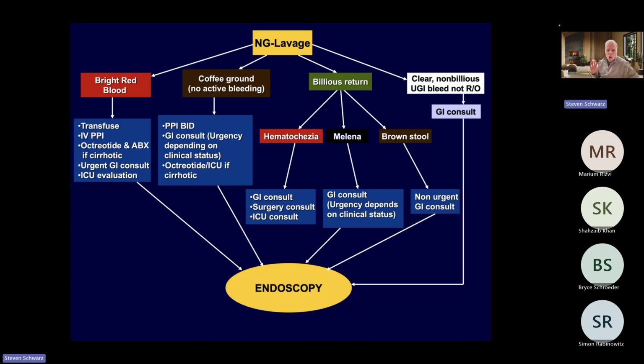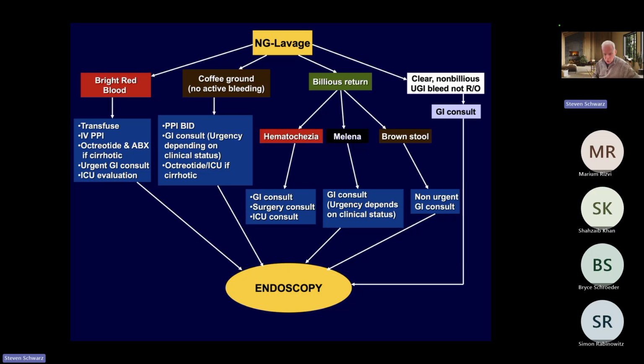Again, coffee grounds, no active bleeding. You're going to start them on a PPI. You're going to get the GI consult. And if cirrhotic, you're going to, again, put them on octreotide, probably also antibiotics. All right, this is true because you're suspecting either hemorrhagic gastropathy or esophageal varices. And in a patient who is cirrhotic, antibiotics are always first-line therapy, as well as, again, octreotide is going to be your fail-safe because of the severity of bleeding.